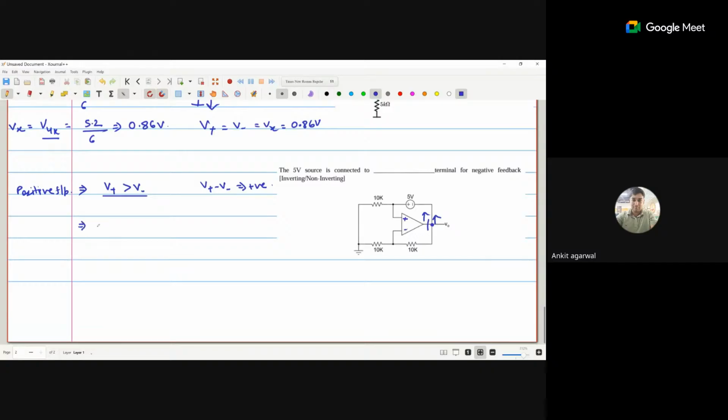Similarly, if the negative terminal voltage is greater than the positive terminal voltage, then V positive minus V negative will be a negative voltage. So in the output we get a negative voltage, less than 0, that means downward direction. So in this case, we get negative feedback.